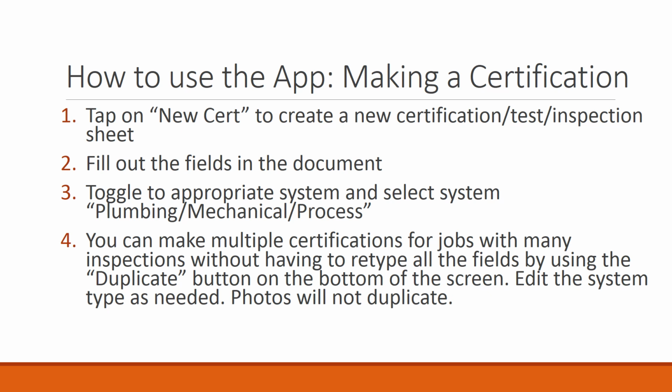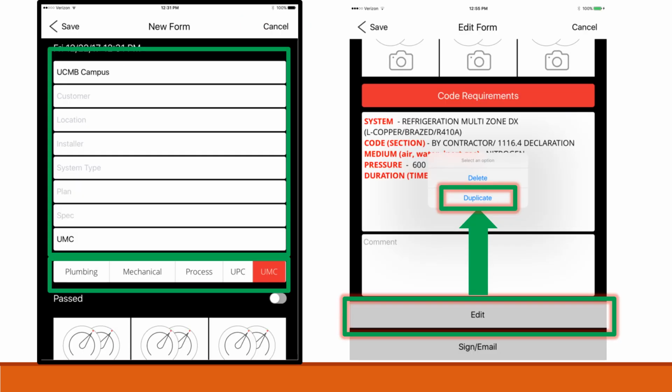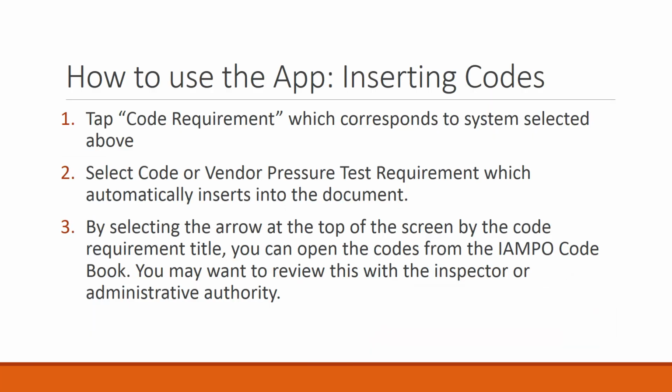Making a certification. Tap on New Cert to create a new certification test inspection sheet. Fill out the fields in the document. Toggle to the appropriate system and select system, plumbing, mechanical process. You can make multiple certifications for jobs with many inspections without having to retype all the fields by using the duplicate button on the bottom of the screen. Edit the system type as needed.